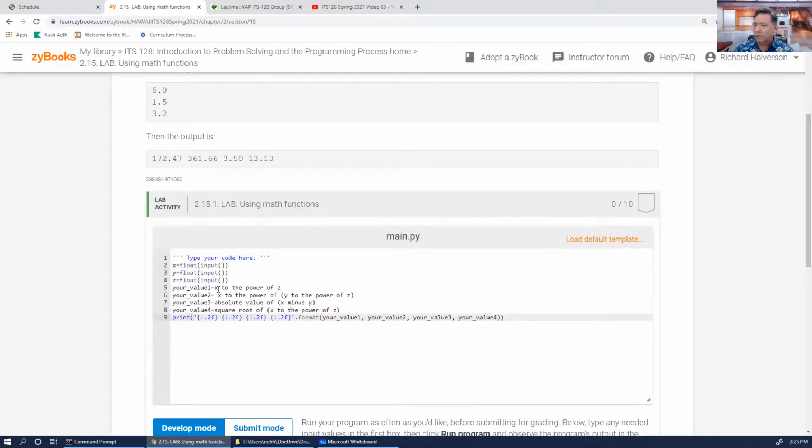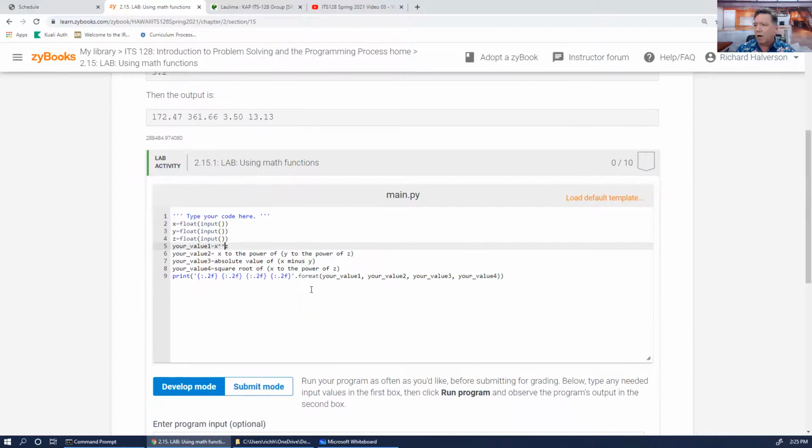And so x to the power of z is simply x z. I can use pow if I wanted to, but I don't think I need to. I'm not including math either, so I guess maybe I might have to include math. Let's see if this works. So this is y to the power of z, and this is x to the power of y to the power of z.